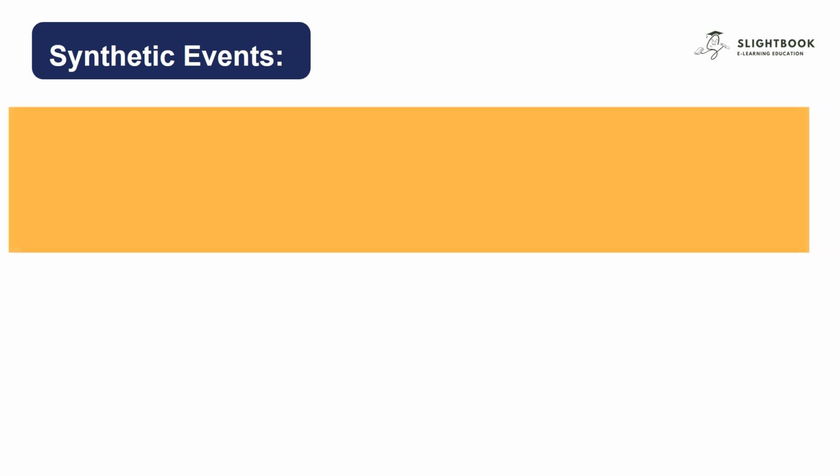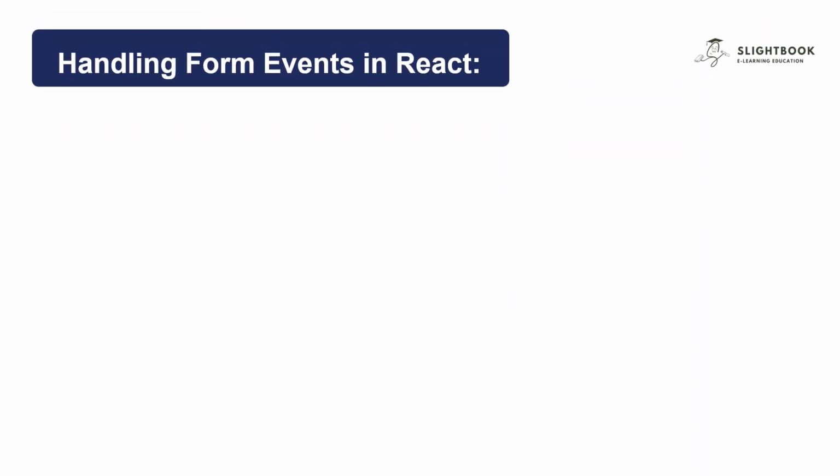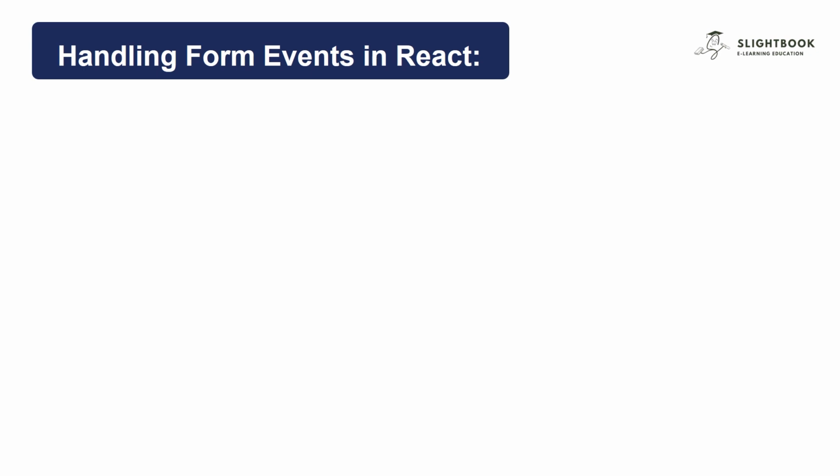Synthetic events. React's synthetic event system is a layer of abstraction that helps ensure that events work consistently across different browsers. Synthetic events are instances of the SyntheticEvent class, which mimics the native event system and provides a consistent interface.